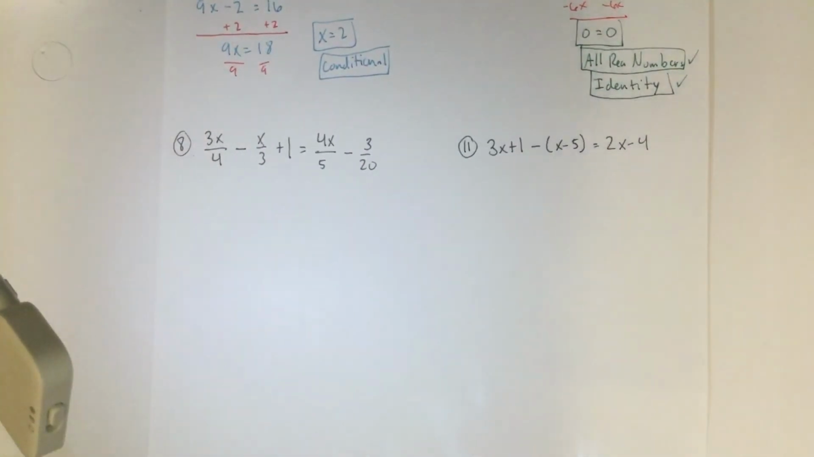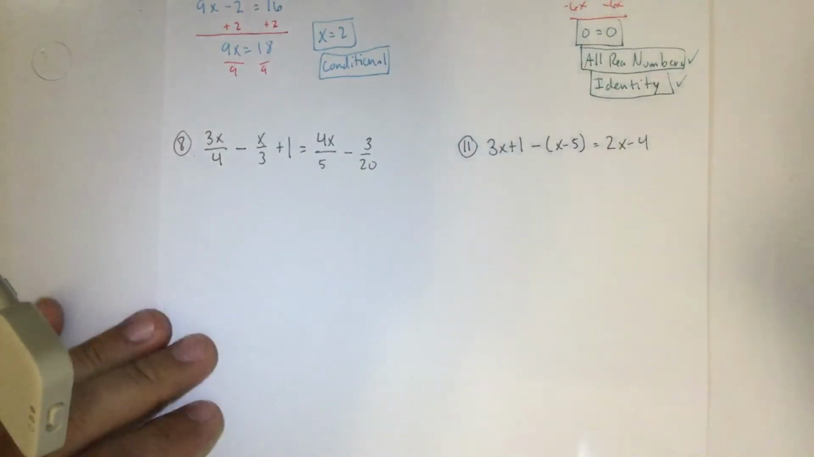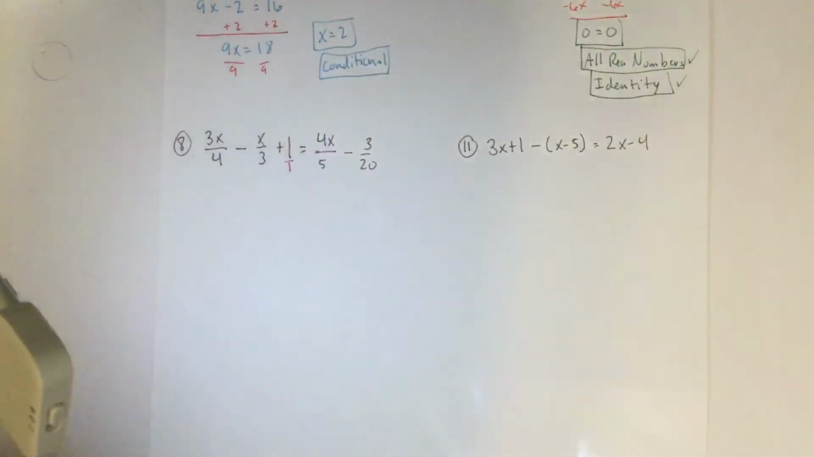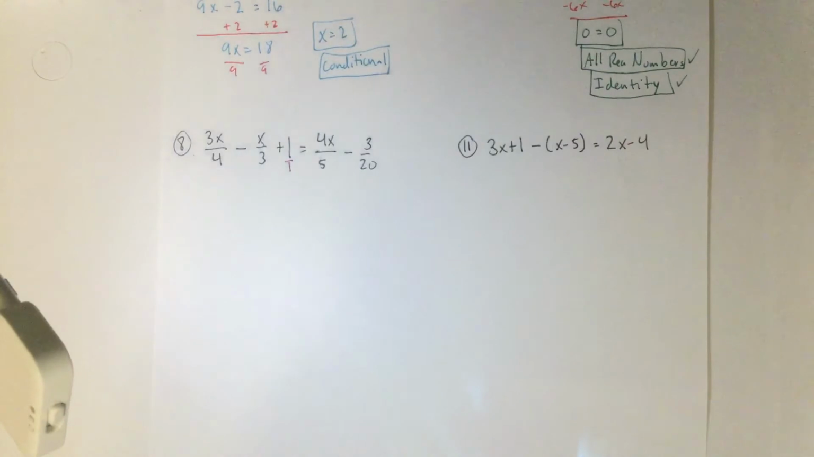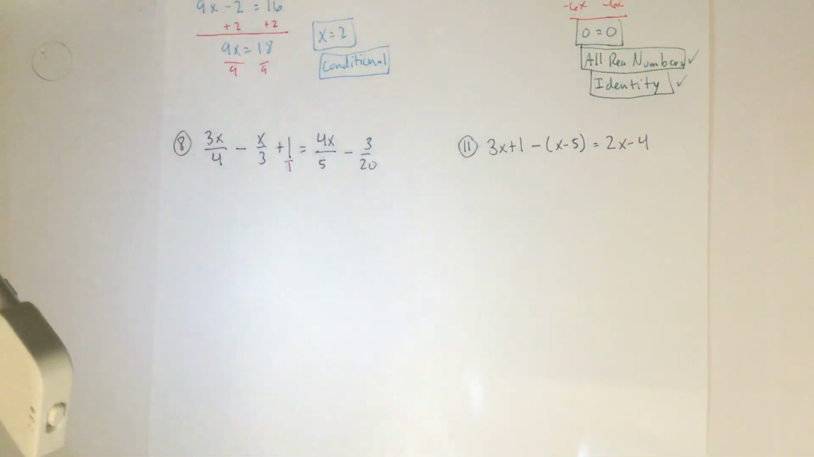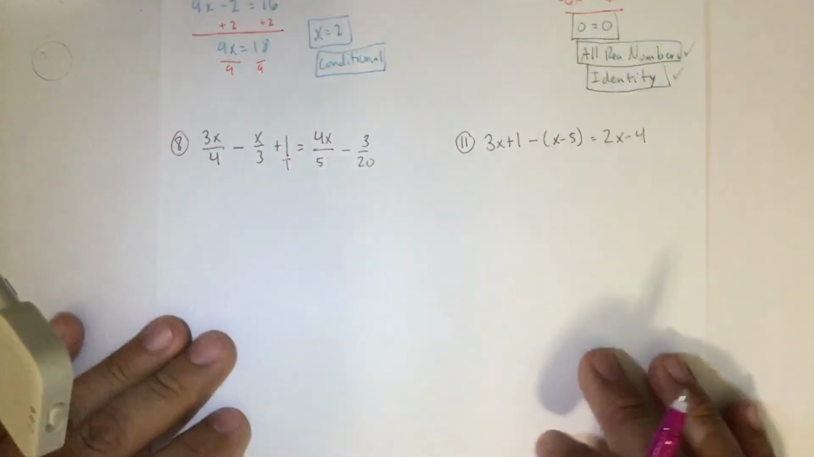Again, we have one of these rationals. But if you take a look in the denominator, there is no variable. Sorry, let's put this over one. Since there's no variable, I don't really have to worry about excluded values because that means it's going to be all real numbers. But let's go ahead and find our LCD and solve this.